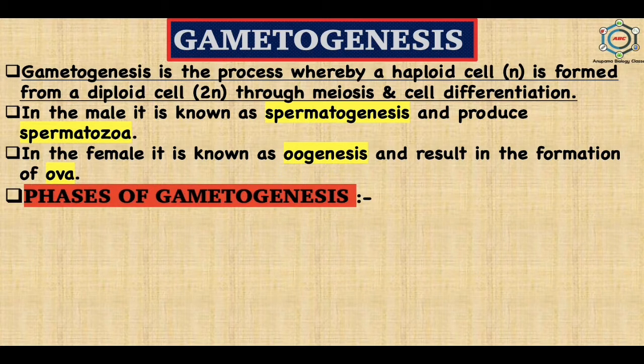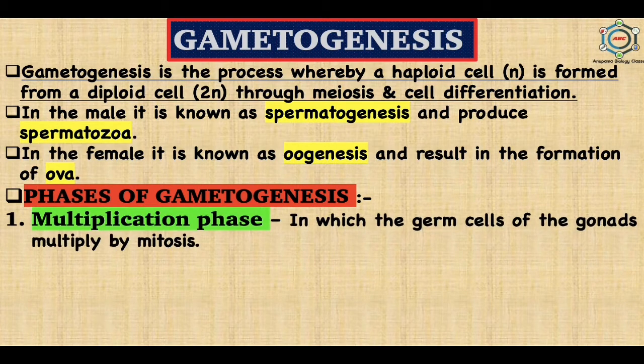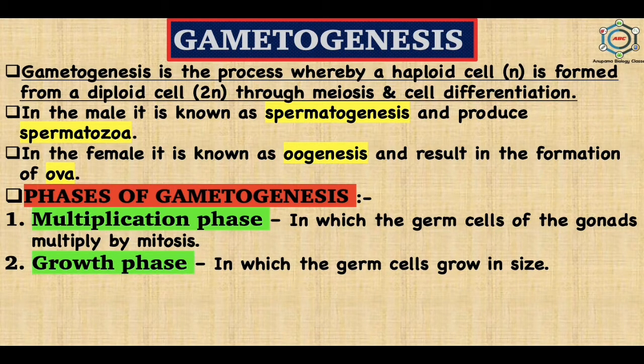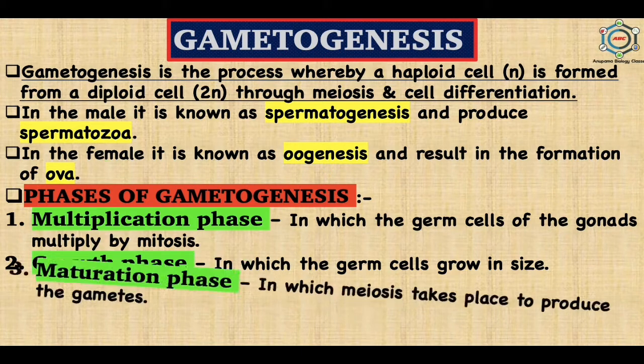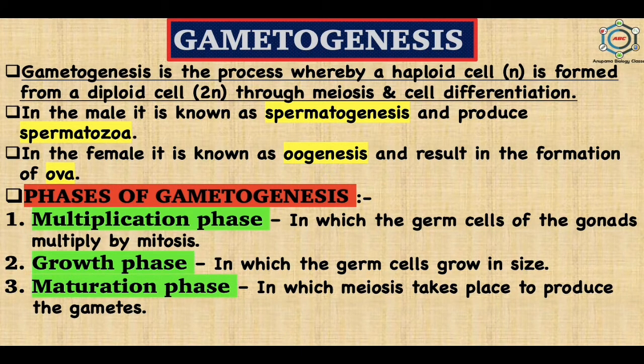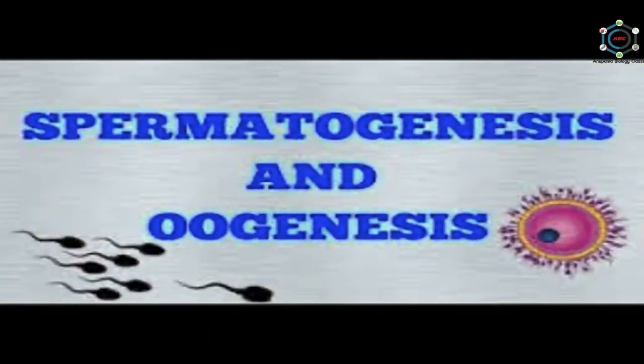Now, the phases of gametogenesis. In both cases, that is in spermatogenesis and oogenesis, there are three phases. The first one is the multiplication phase, in which the germ cells of the gonads multiply by mitosis. Second is the growth phase, in which the germ cells grow in size. And the third is the maturation phase, in which meiosis takes place to produce the gametes. Now, here we will discuss and understand every process in detail. So, in spermatogenesis, sperm will be formed in the testis, and in oogenesis, ovum will be formed in the ovary.